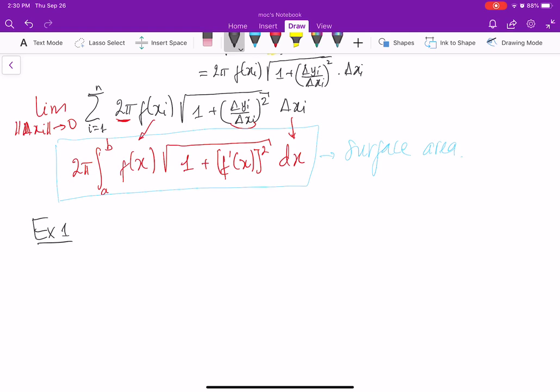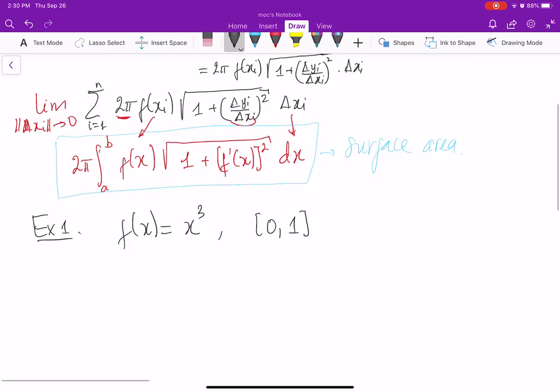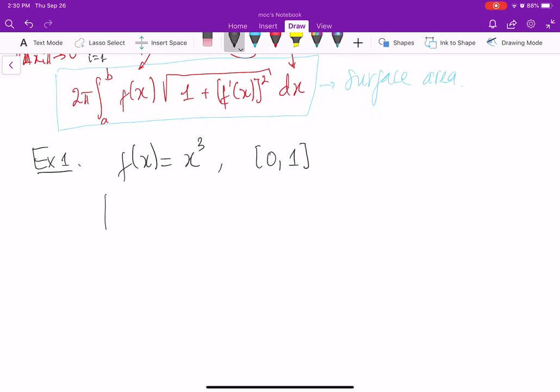Example 1. Let's consider the function f of x equal to x cubed, on the interval 0 to 1, okay? And we rotate our region about the x-axis. Let's graph the function first. Here's x, here's y, here's 0. x equal to 1, y equal to 1 in here. So here's (1, 1), and then the function should look like this. Yeah, that is our curve.